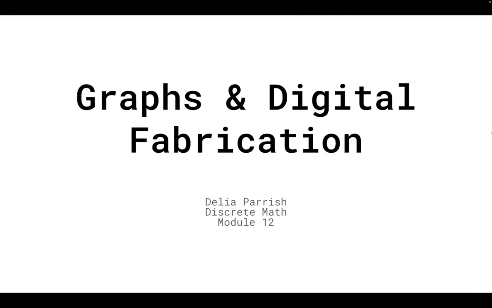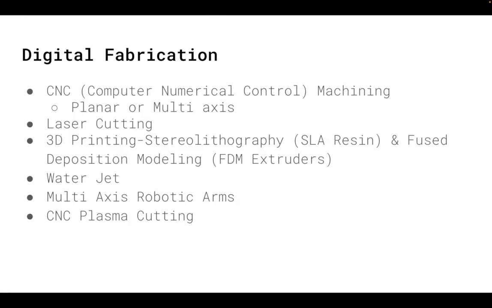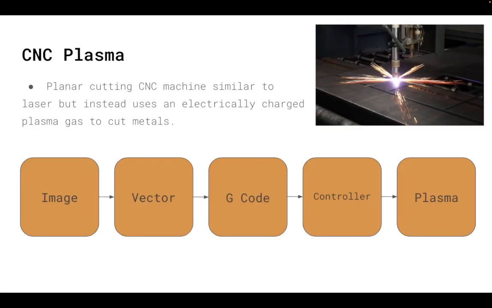Hey everyone, so in this video we're going to be looking at graphs and their application in digital fabrication. Digital fabrication has many different types. In general, these are some of the most commonly used machines for digital fabrication. So there are CNC machines, which can be both planar or multi-axis. There's laser cutting, 3D printing, both resin and extrusion printing, water jet cutters, and multi-axis robotic arms, which can fit under the umbrella in general of CNC.